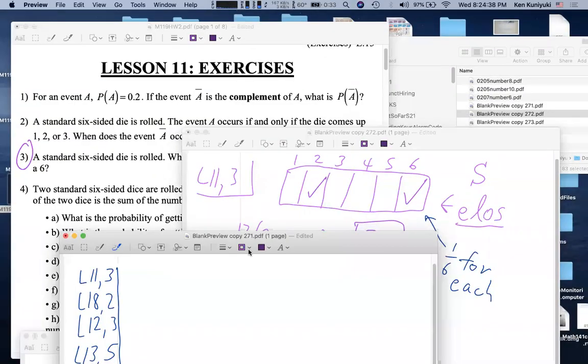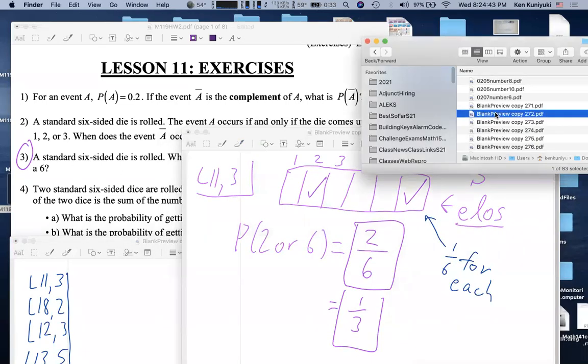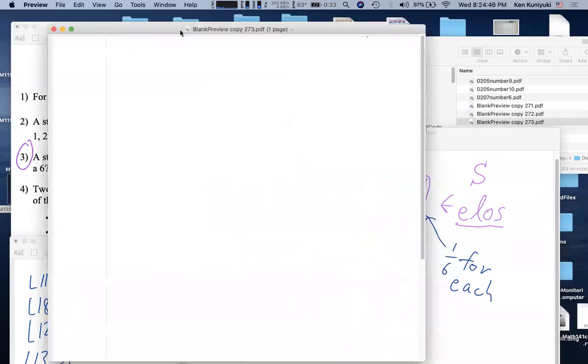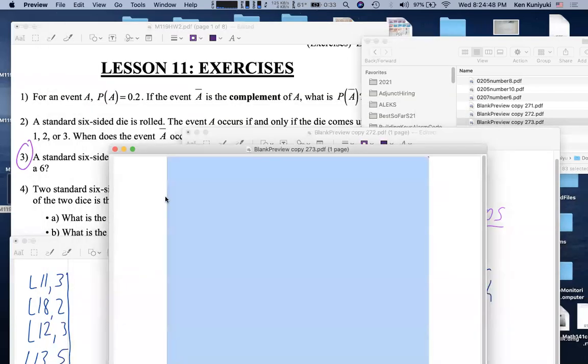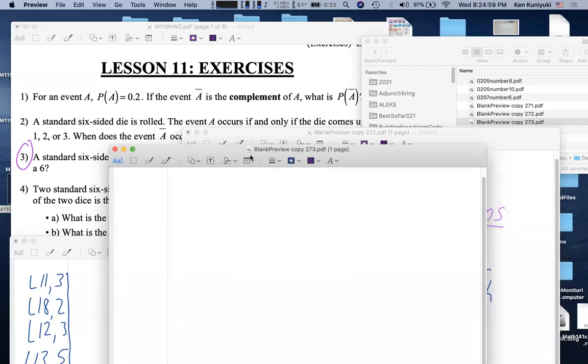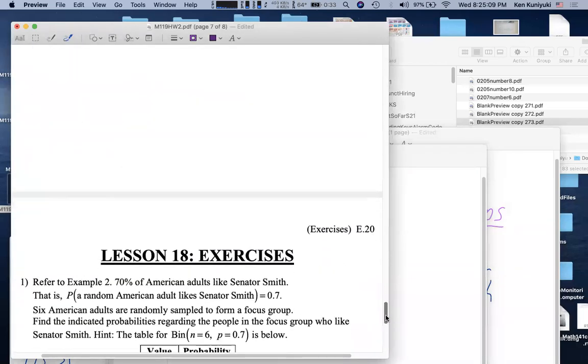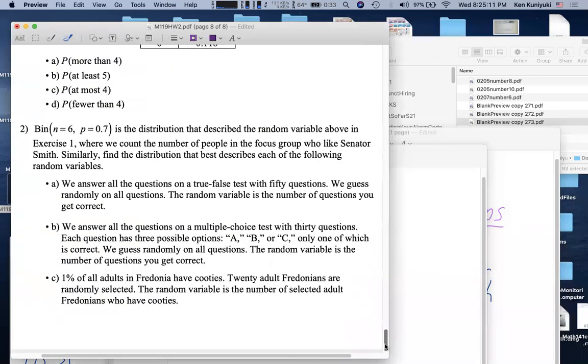Next was 18-2. Requester for 18-2. Go ahead and pick a color if you wish. Okay, blue. All right. Okay, and that's binomial stuff. So here's lesson 18 on the binomial distribution, and here's number 2.